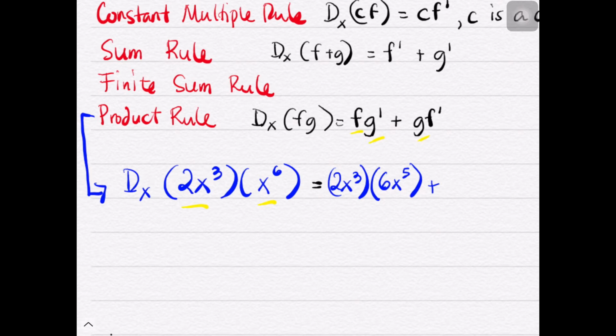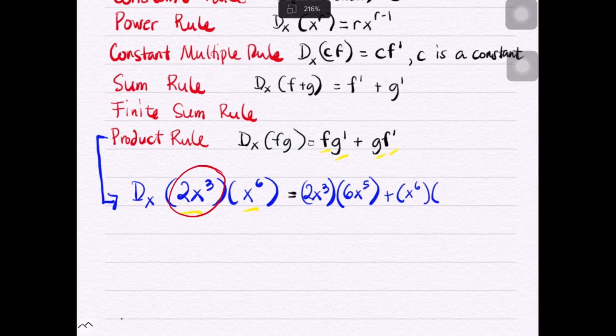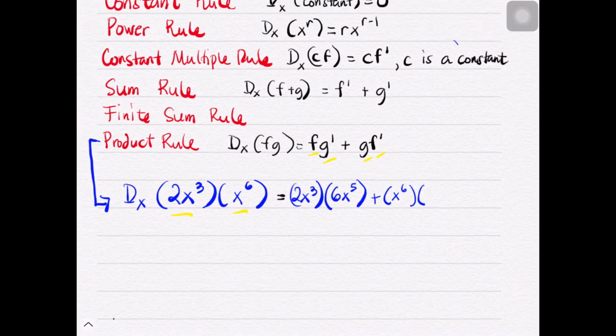Next would be writing g, or the second function, which is x to the power of 6. This will be multiplied to f prime, or the derivative of the first function, which is 2x to the power of 3. In getting the derivative of 2x to the power of 3, we can use constant multiple rule and power rule. Thus, we now have the constant 2 times the derivative of x cubed, wherein we use power rule that gives us 3x squared. And simplifying this gives us 6x squared.